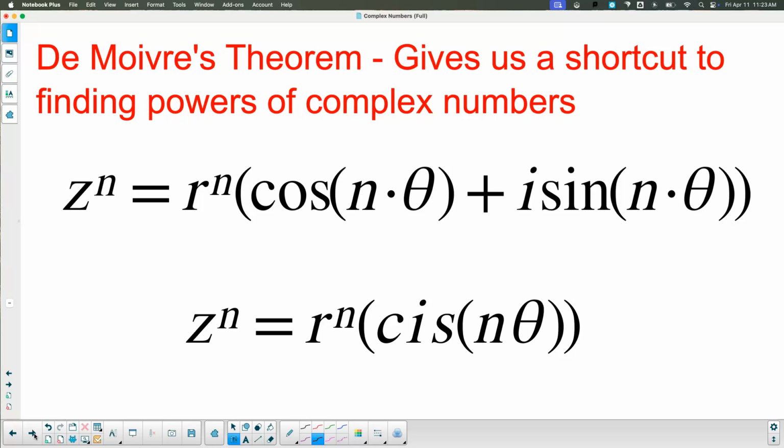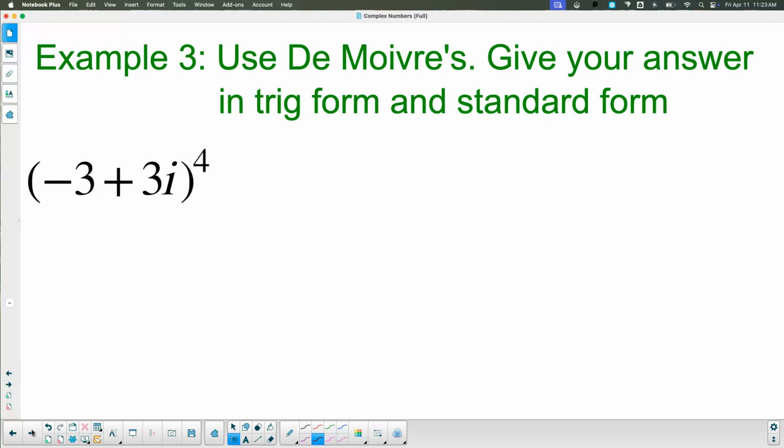Okay. Let's apply de Moivre's theorem. So we've got the complex number -3 plus 3i, and we're going to take that to the 4th power. Again, if you really love the math, you can do -3 plus 3i times -3 plus 3i times -3 plus 3i times -3 plus 3i. Okay? 100% you can do that. And then when it's done, you can put that into trig form and all that fun stuff. Or we can start by jumping right into trig form.